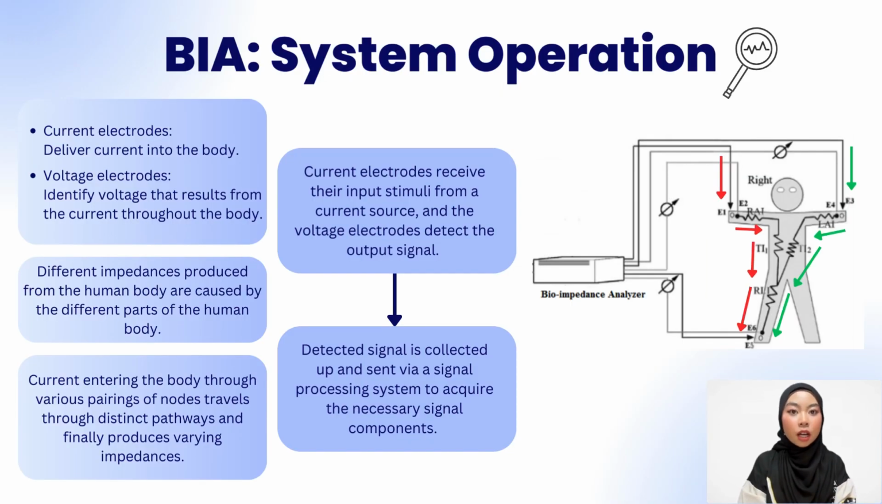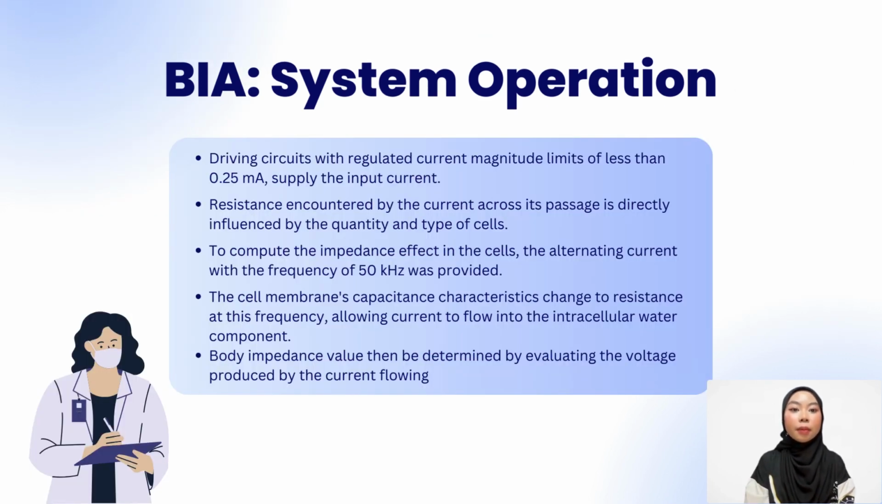Based on the shown figure, current can flow to two sides of the body, indicated by the red arrow and green arrow. Current entering the body through various pairings of nodes travels through distinct pathways and finally produces varying impedances. The current electrodes receive input stimuli from a current source and the voltage electrodes detect the output signal. The detected signal is then collected and sent via a signal processing system to acquire the necessary signal component. Driving circuits with regulated current magnitude limits below 0.25 mA supply the input current to ensure no shock to the patient. To compute the impedance effect in the cells, an alternating current with a frequency of 50 kHz was provided.